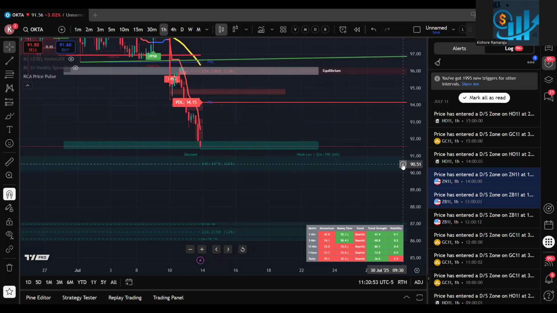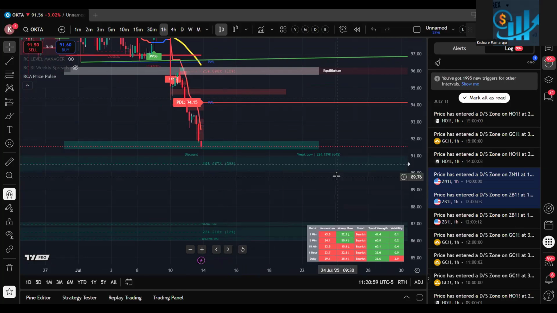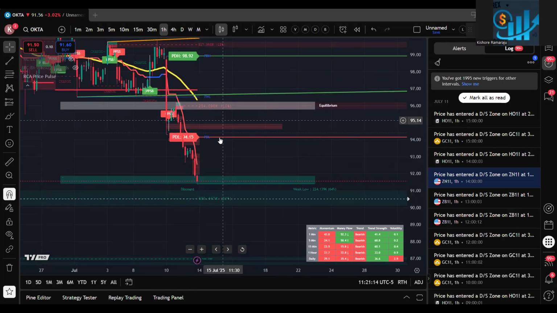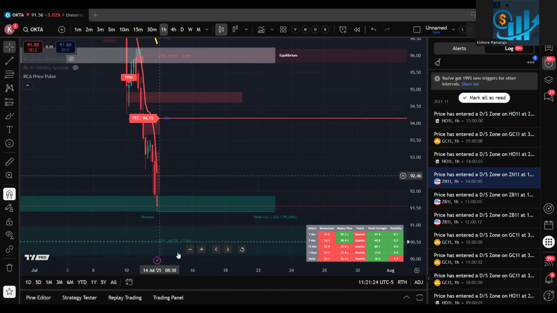So once you see that, you can put an alert here. Whenever Okta comes to this price, add an alert on Okta at 90.51. Or you can create an alert whenever I get a buy signal, send me a notification. And then once price comes here and starts moving up, in the next 2 to 3 days it may move from $90. Again, you see where the big sellers are. Around $96 there are big sellers, so it will come to this point and again go up. So maybe in the next 3 or 4 days you will make $5 to $6 on each stock.